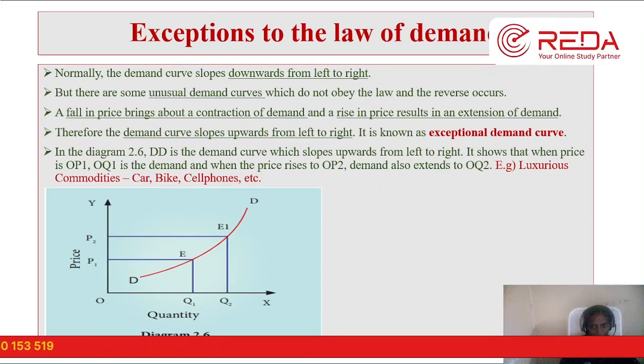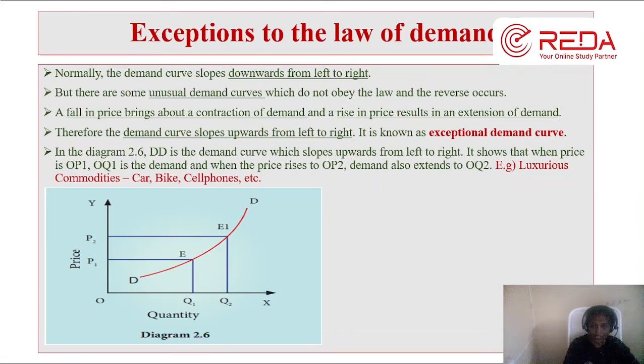For example, take luxurious commodities like car, bike, cell phones, even gold and diamond. The ladies, your parents, are very fond of purchasing gold commodities. Though the price increases, you see the price level of the particular commodity for the past 5 years, there will not be any change in that. It keeps on increasing.